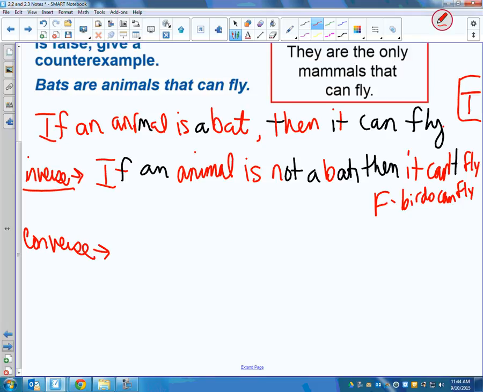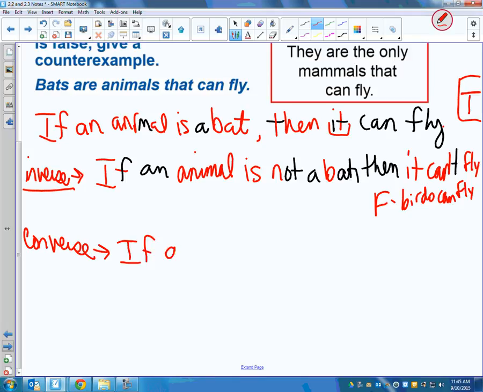All right, inverse, you do the not. Converse, you switch them around. So what would it say? So what are we saying if? If an animal can fly, then it's a bat? If it cannot fly, it is standing for animal. Do you agree with that? Yeah. So I'm gonna say if an animal can fly, then it is a bat.